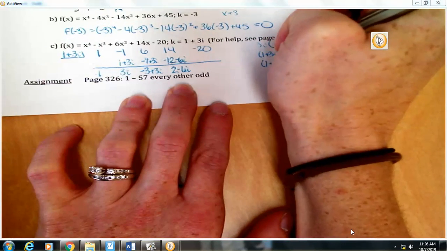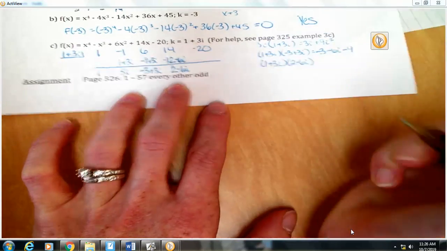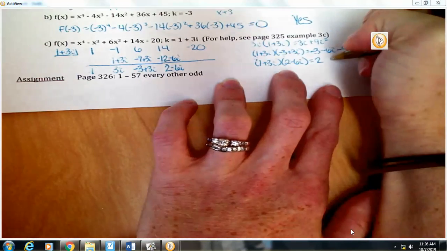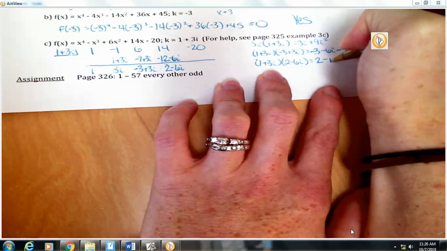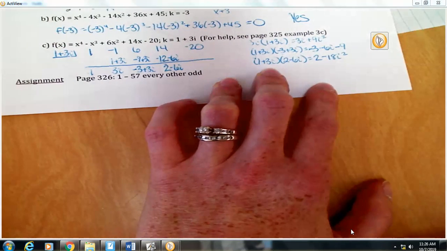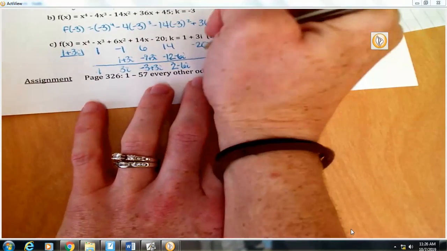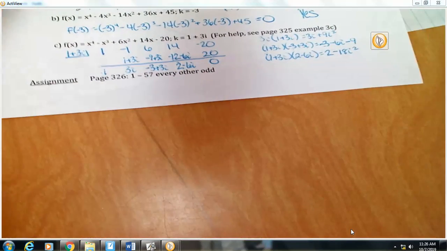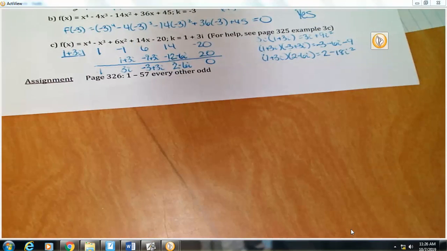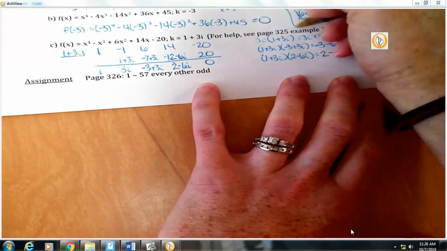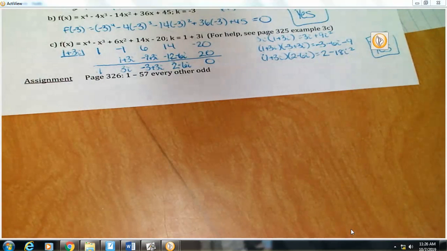Multiply. We have to take our 1 plus 3i times the 2 minus 6i. So if we FOIL, we get 2 minus 6i plus 6i, so those drop, minus 18i squared. So that's 2 plus 18, which is 20. Add those and we get 0. My question was, is this a 0? Yes, it is. So you can do that division even if you have imaginary numbers along the way. You might just have to go out to the side and have a little scratch.